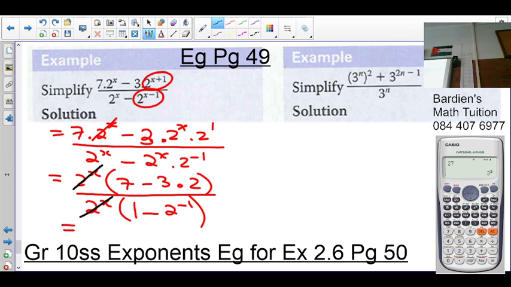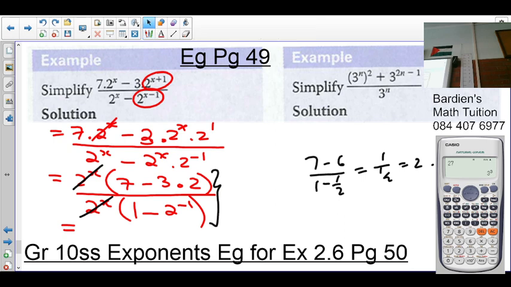The 2 to the x cancel. Now you can do this without the calculator, which is going to be 7 minus 6 over 1 minus a half, which is 1 over a half, which is 2. Or you can plug that into the calculator. So it's 7 minus 3 times 2 over 1 minus 2 to the negative 1. It gives you an answer.